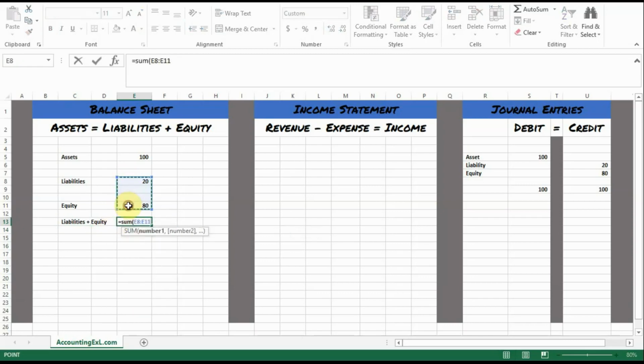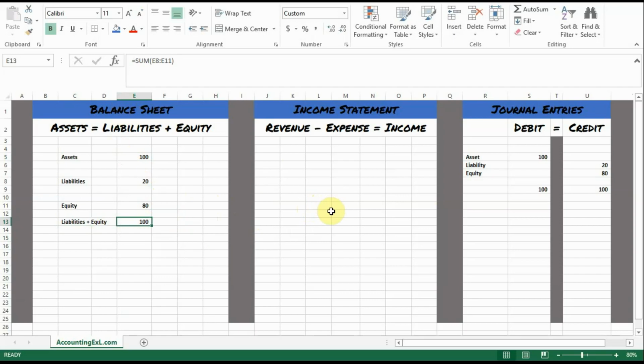Add these two together. So now you can see our assets equals our liabilities plus equity. So that's kind of how the balance sheet works, and that's why they call it the balance sheet, because the balances, 100 equals 100.